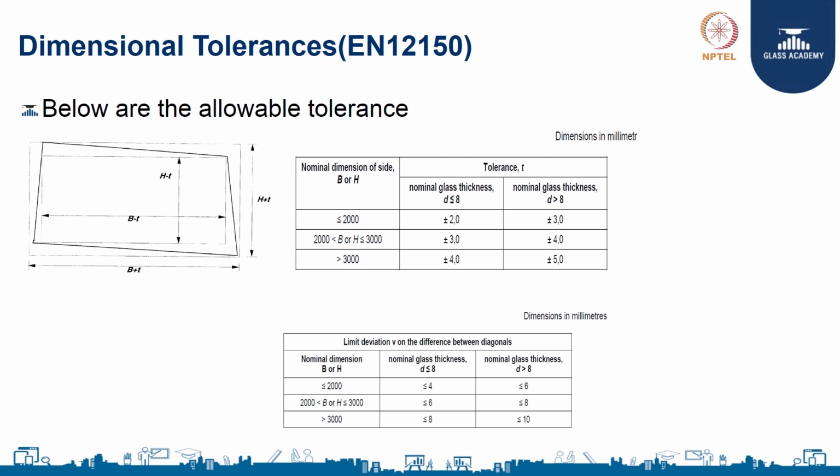Depending on the thickness, if the thickness is 8 millimeter or less and the length or width of the glass is up to 2 meter, the dimensional tolerance should be plus or minus 2 millimeter. EN also specifies dimensional tolerances for any glass. There are standards for thickness tolerance and dimensional tolerances. If the thickness is less than or equal to 8 millimeter, for a glass of length or width up to 2 meter, a dimensional tolerance of plus or minus 2 millimeter is allowable.